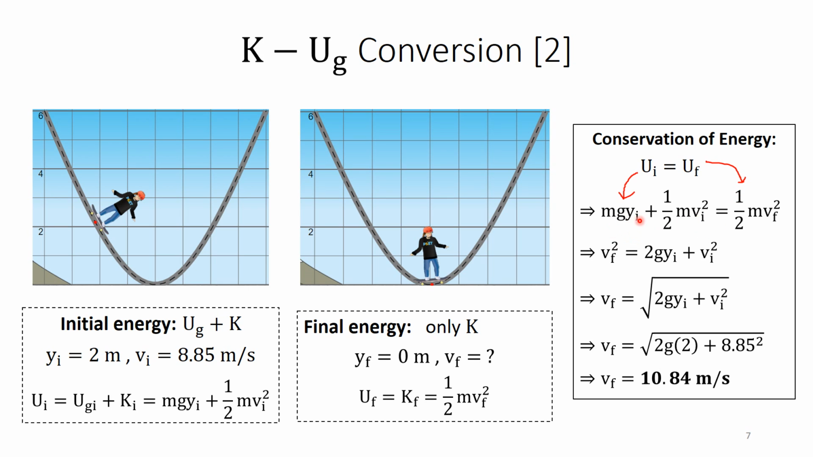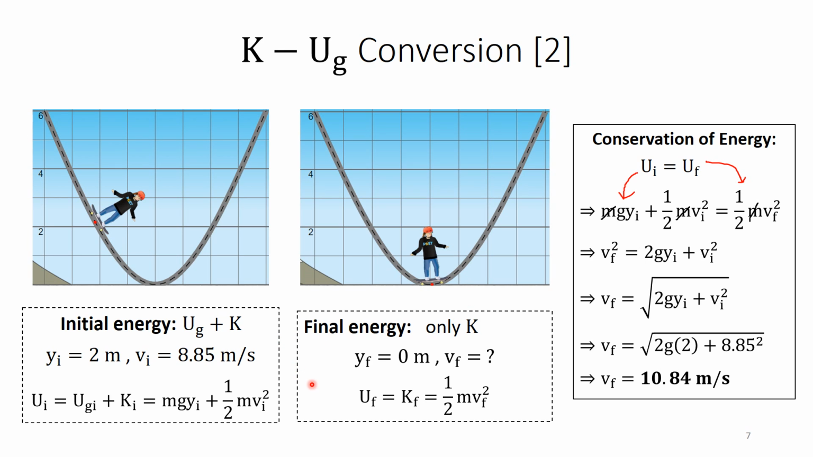All right, so like before, we can see that the m cancels out on both sides of the equation, okay, because you can divide by m and it will cancel out. Then you're solving for v final. So rearrange the equation, solve for v final, take the square root, plug in the values, and you get 10.84 meters per second. Okay, so that's the speed of the skater at the very bottom of the ramp. Okay. And as expected, this speed at the bottom is bigger than the speed at the 2 meters height.